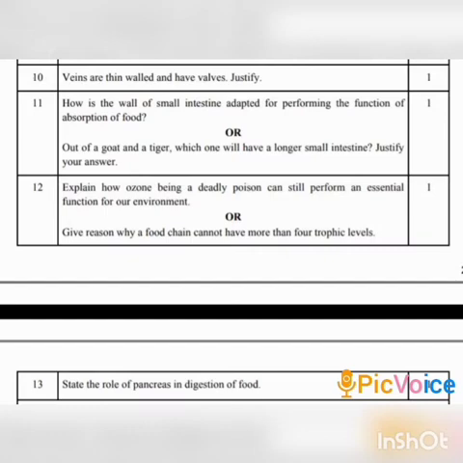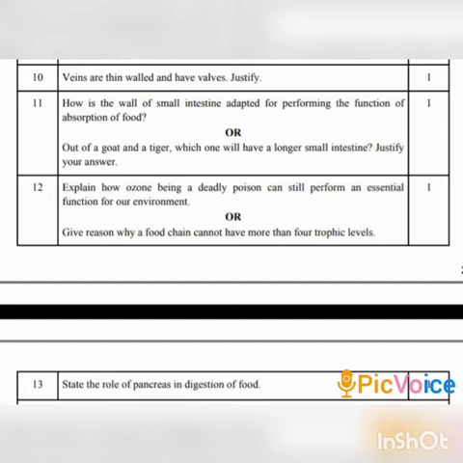Next question. Question number 12. Explain how ozone, being a deadly poison, can still perform an essential function for our environment. Ozone is a protective layer, we know, so it protects us from harmful effects of UV radiation. These are 1 mark questions, okay.